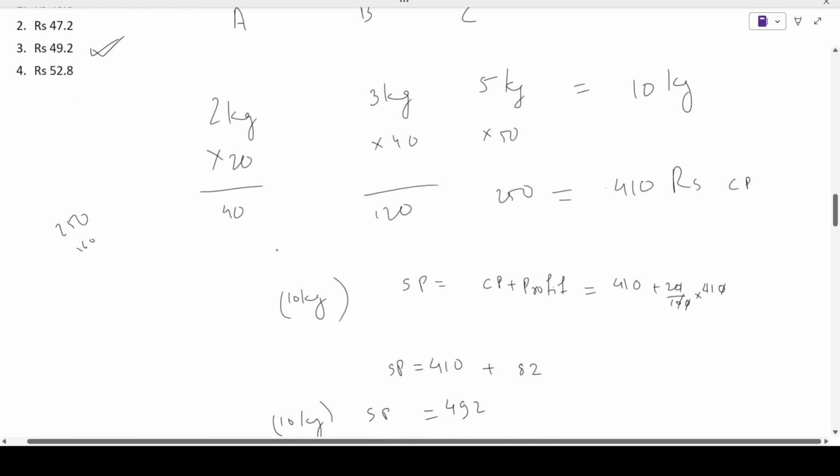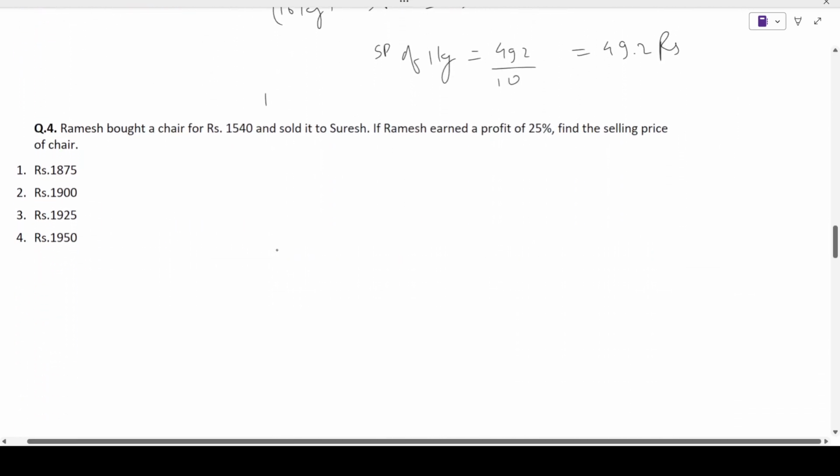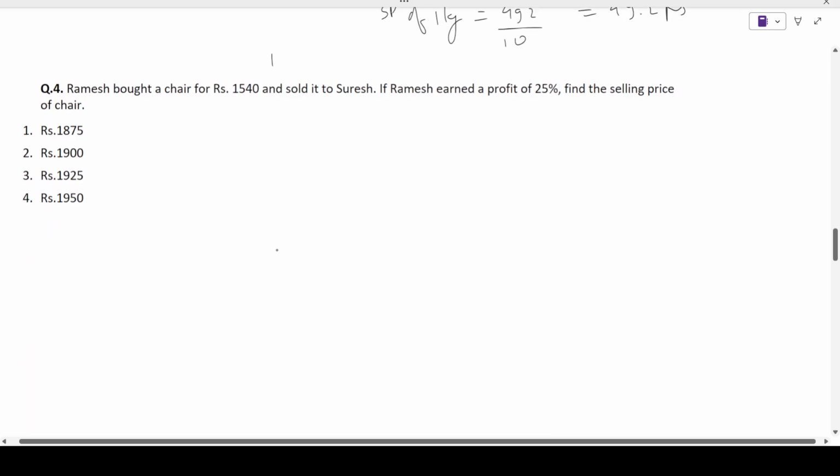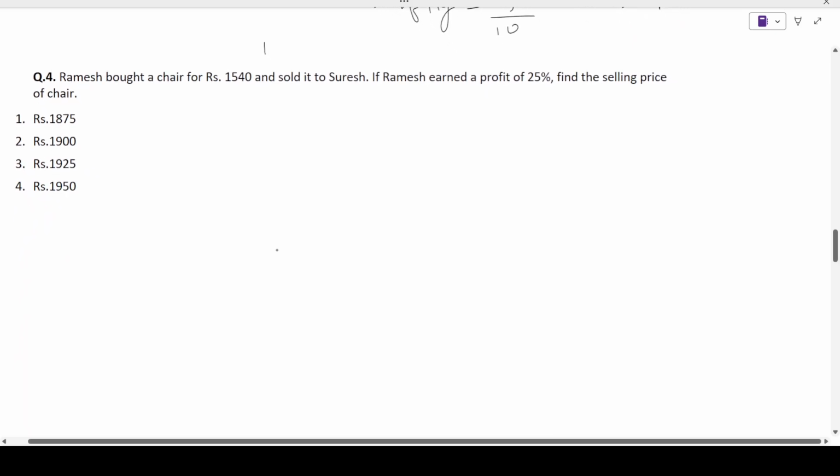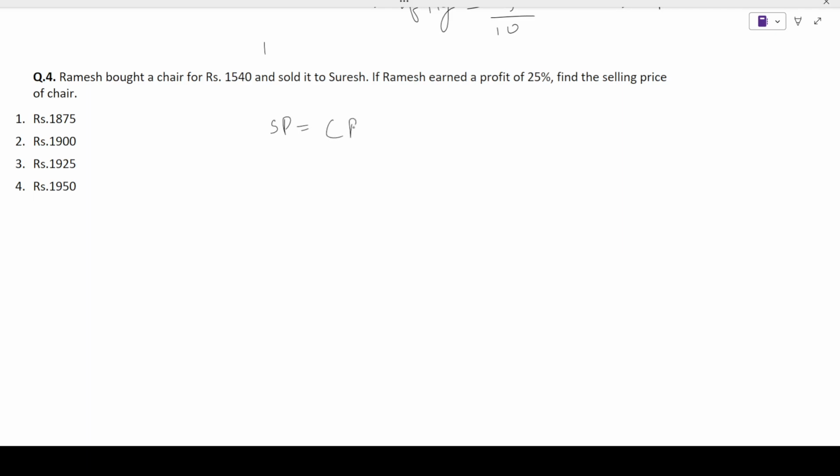Moving on to the next question. Ramesh bought a chair for rupees 1540 and sold it to Suresh. If Ramesh earned a profit of 25%, find the selling price of the chair. Since Ramesh earned a profit, selling price is equal to cost price plus profit.